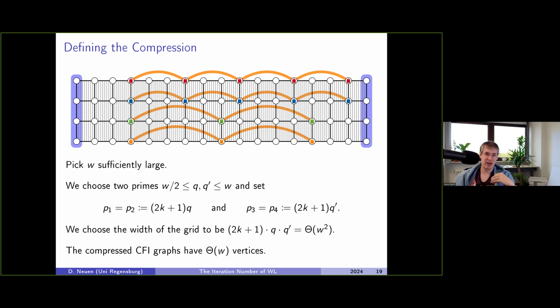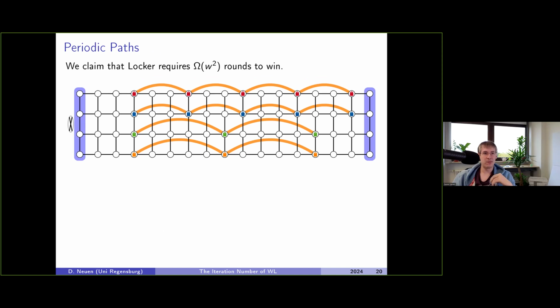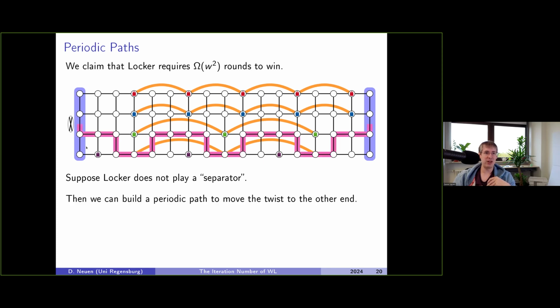Now we have O of w or theta of w many vertices, but we need theta of w square many rounds. Okay, and now let me quickly mention why this works. The main thing is, if the lockers or the cops try to move towards our twist at one end of the grid too fast, then we can move it to the other end. Let's say, for example, the locker decides to make this move here, so that now we haven't placed a separator. Then we can use, in this case, that we have the same period on the bottom two paths here, which allows us to build a periodic path that satisfies this compatibility condition.